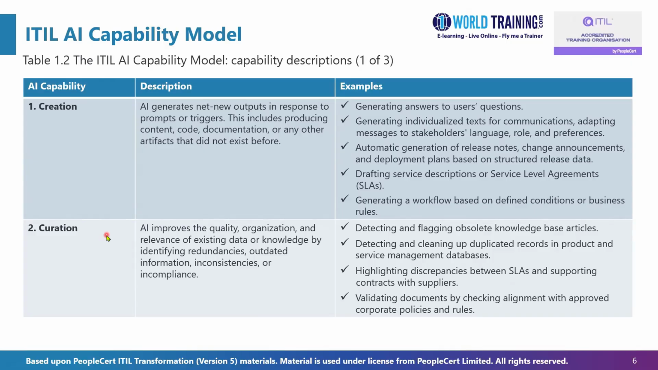Curation is the improvement of the quality, organization, and relevance of existing data or knowledge by identifying redundancies, outdated information, inconsistencies, or incompliance. So, for example, to detect and flag obsolete knowledge-based articles, to detect and clean up duplicated records in the databases, or highlighting discrepancies between SLAs and supporting contracts with suppliers. Because generally the SLAs need to be aligned or integrated with the suppliers' contracts. Then validating documents by checking alignment with approved corporate policies and rules.